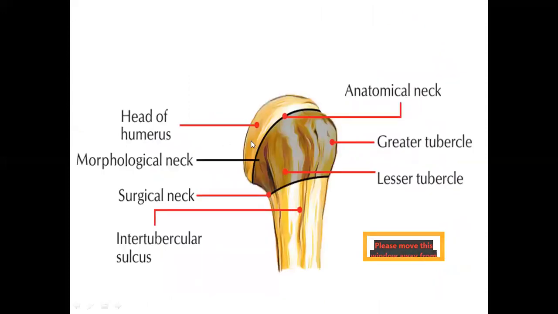So this is the upper end, which is further defined here. What are we finding at the upper end? This is the head of the humerus. This is the anatomical neck. This big elevation is the greater tubercle, the little smaller one is the lesser tubercle, and this is the intertubercular sulcus. Immediately surrounding the head you have the anatomical neck, and at the junction of the shaft and upper end we have the surgical neck.